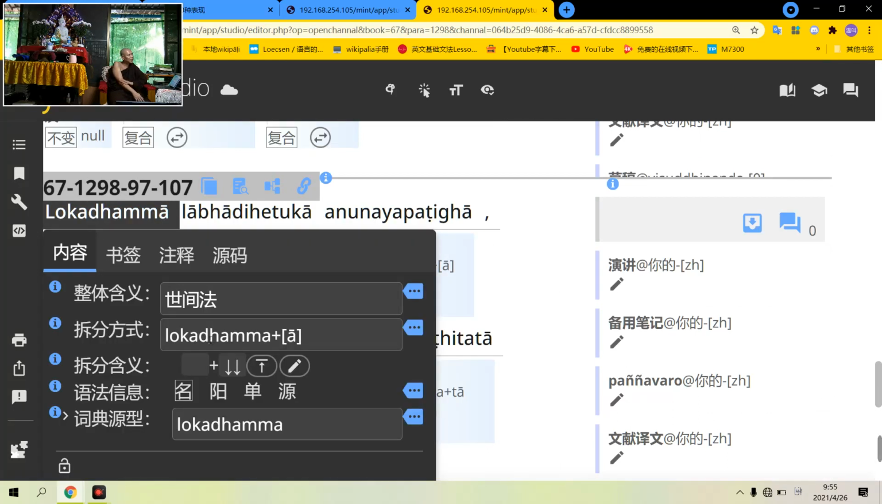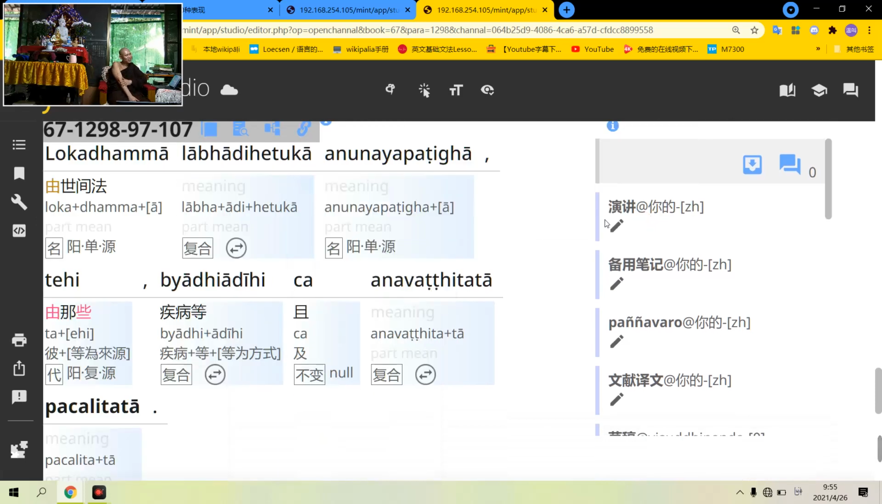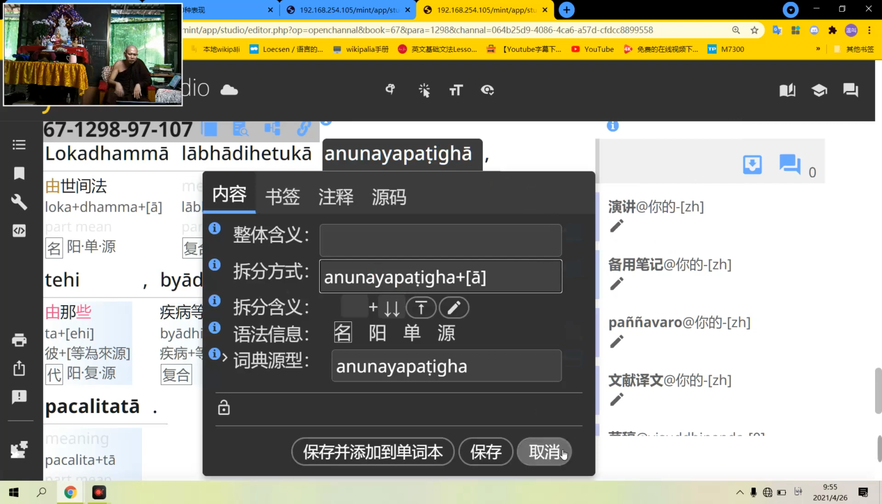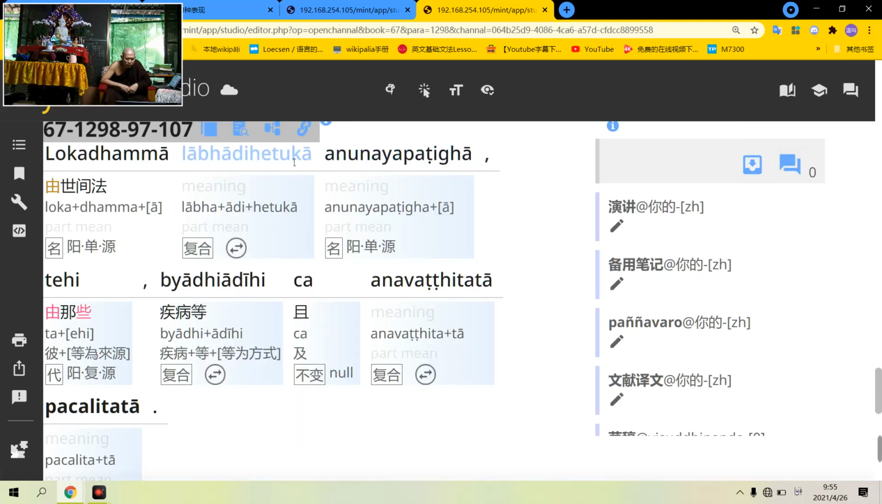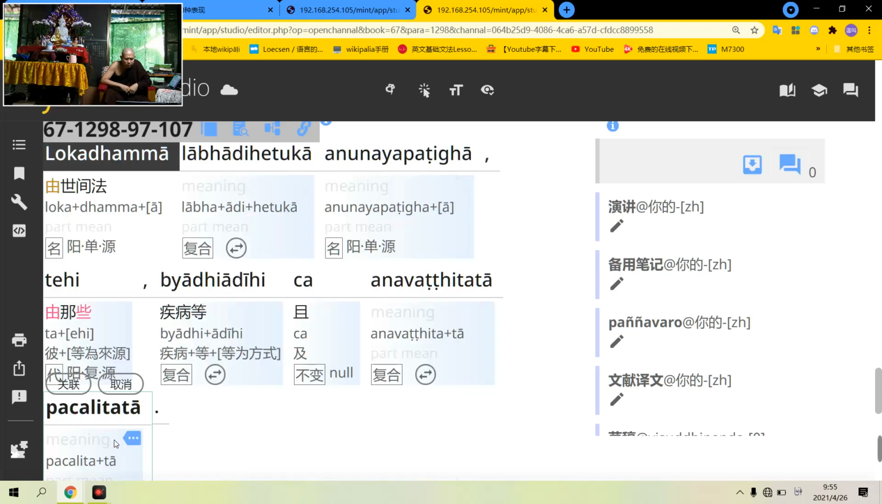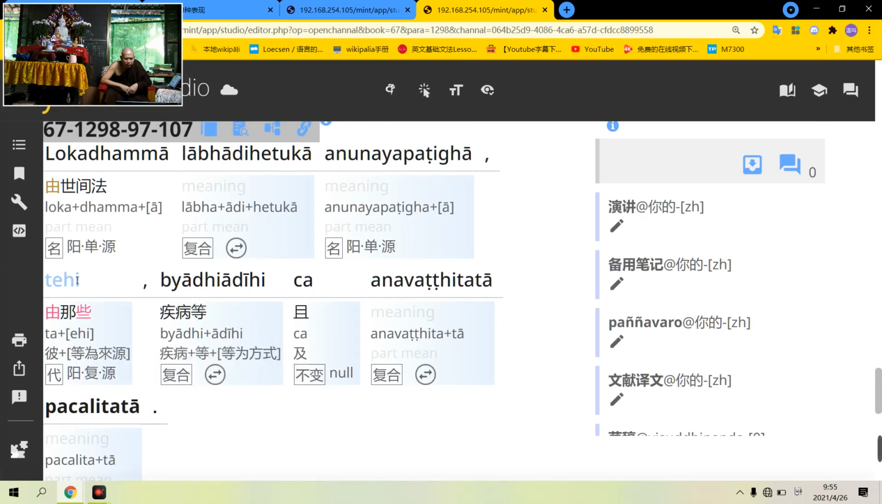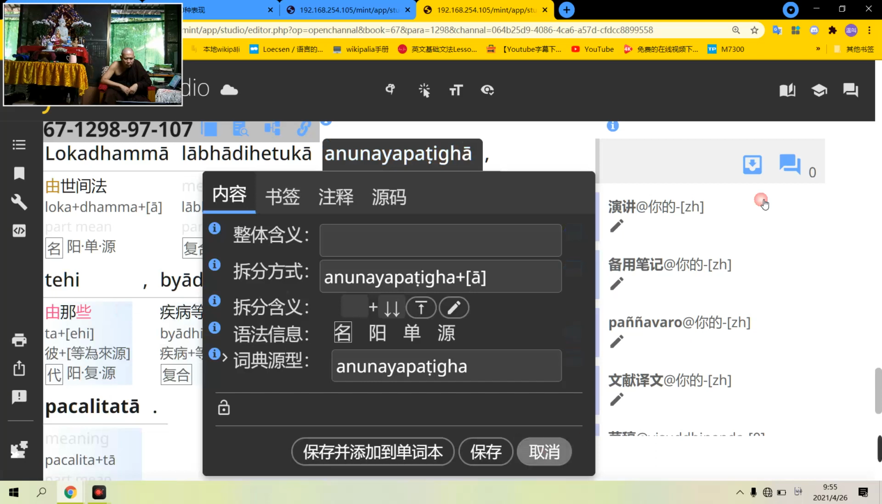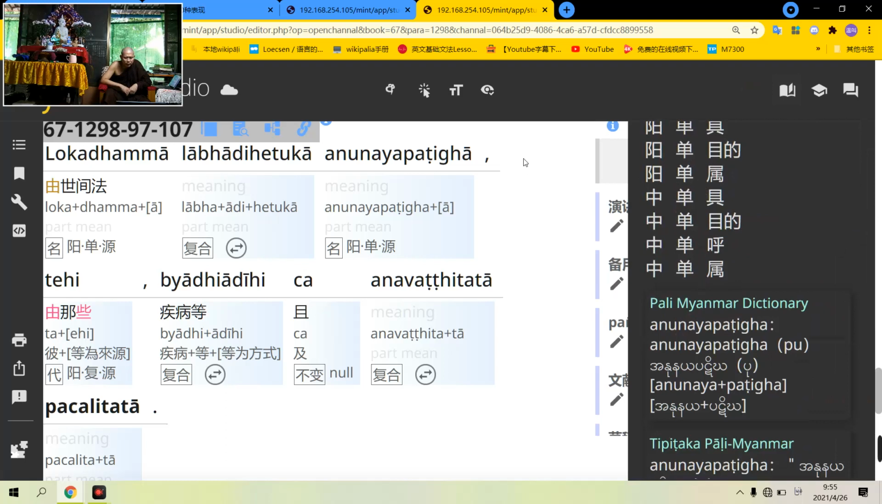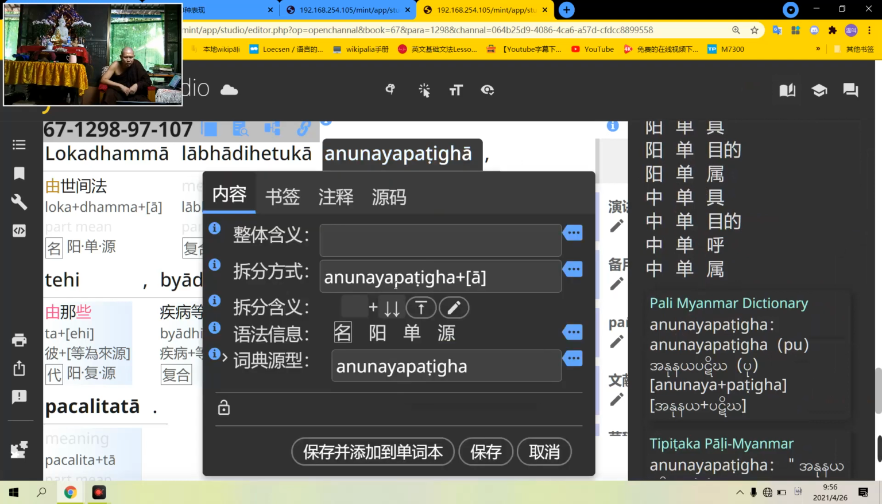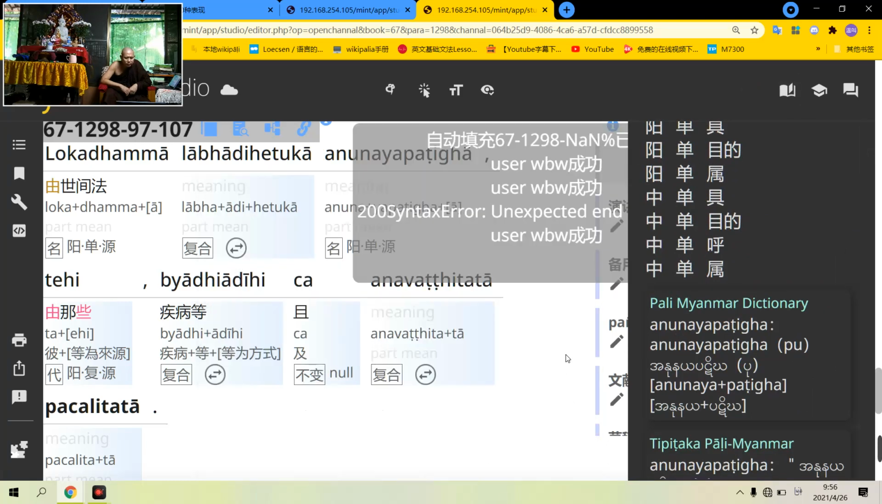So this two also dangerous. Anunaya is I. Anunaya bhikkhu. So tehi, tehi is refer to this previous three. Loka dhamma labadi hetuka and anunaya bhikkhu. This tehi is it because of? Tehi means by them, right? By them, not stable. Because not stable. By them, and yadi adi he. Understand?